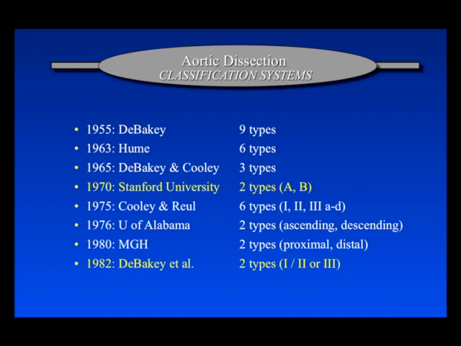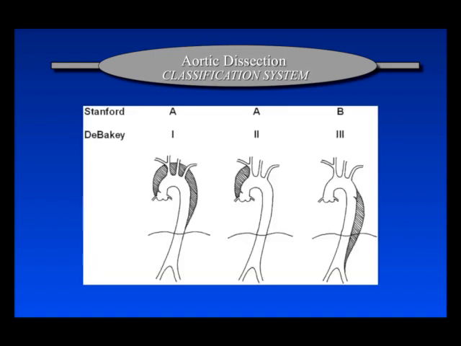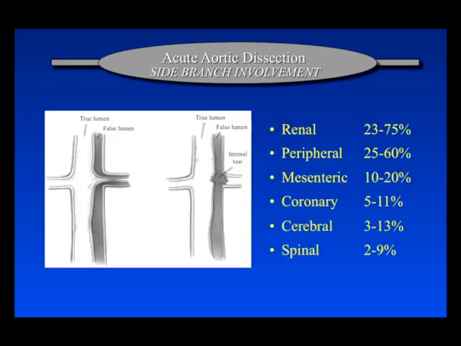There have been a number of classification systems that have been developed over the years. The two that are commonly in practice now are the Stanford classification and the DeBakey classification. This diagram demonstrates the difference between the Stanford A and B. The A involves the ascending aorta itself. B involves the descending aorta. The DeBakey classification, 1 starts in the ascending and goes all the way around. 2 is isolated just to the ascending, and 3 is isolated to the descending, potentially into the abdomen.